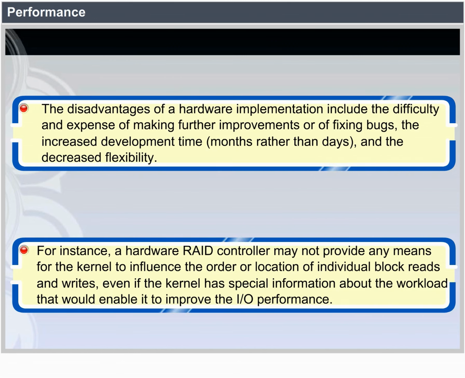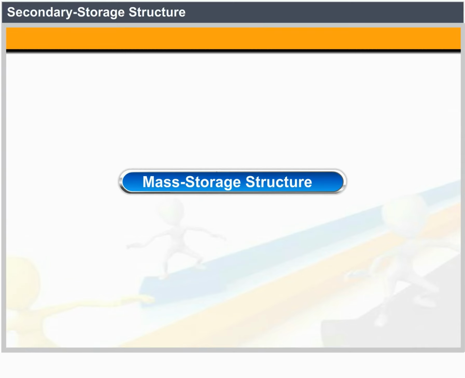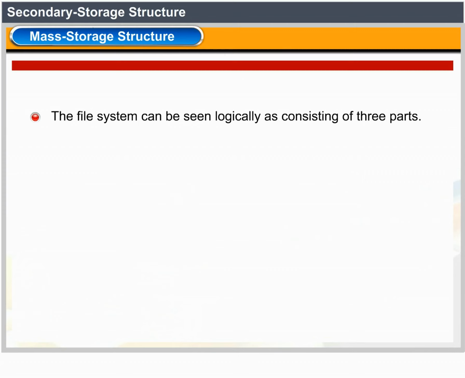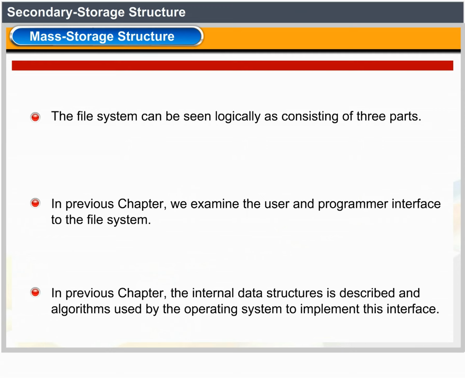Secondary storage structure. Mass storage structure. The file system can be viewed logically as consisting of three parts. In previous chapters, we examined the user and programmer interface to the file system. In previous chapters, we described the internal data structures and algorithms used by the operating system to implement this interface. In this chapter, we begin a discussion of file systems at the lowest level, the structure of secondary storage.